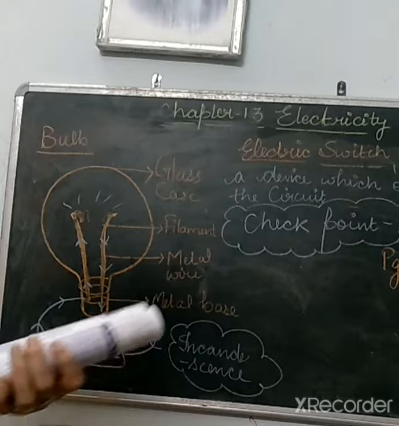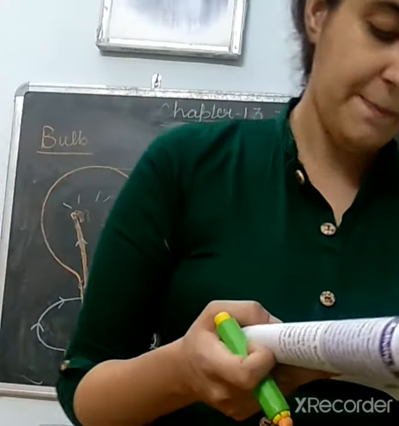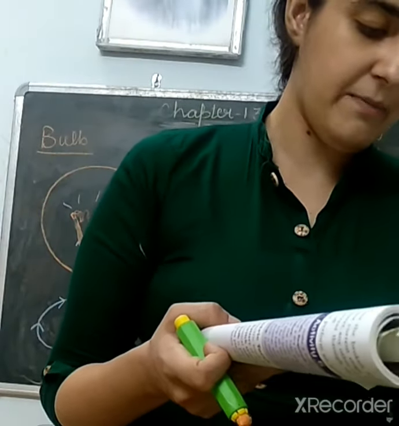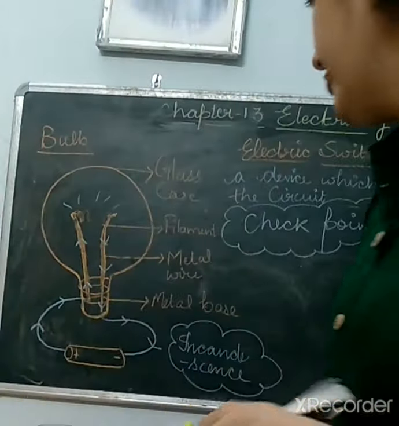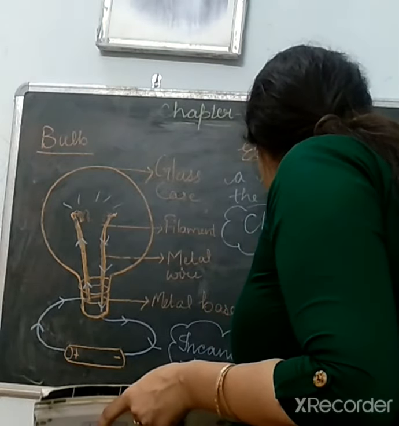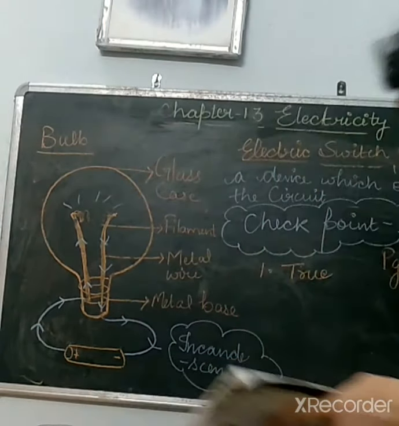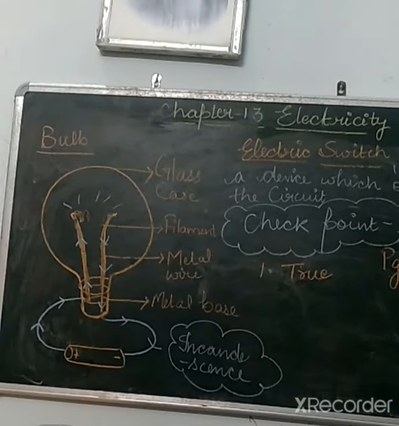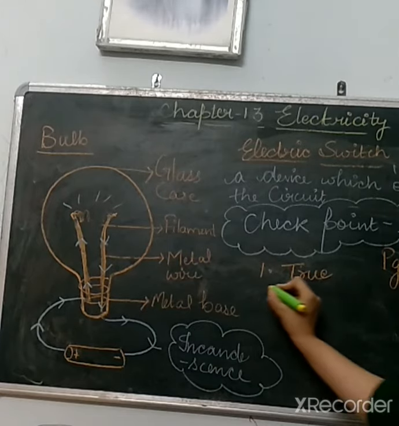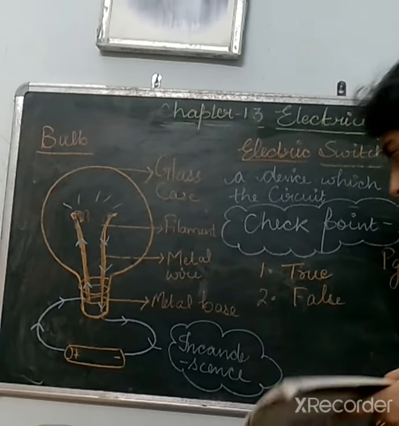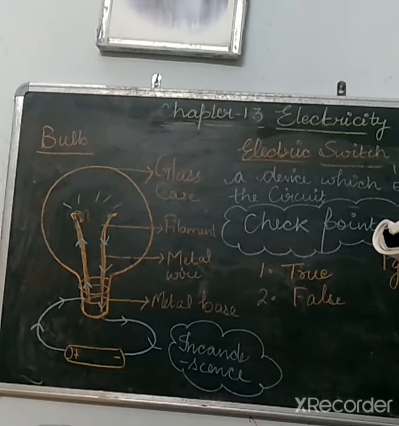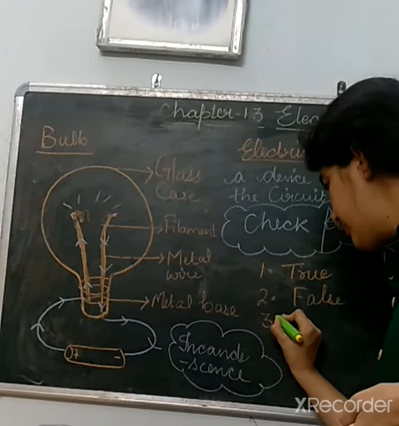Now we are going to do the checkpoint on page number 170, checkpoint number 1. The source of electricity in a torch is a dry cell. True. So the first one is true. Second one, the filament of a bulb is made up of nichrome metal. No, it is made up of tungsten. We'll write false. Third, the light bulb is filled with a mixture of argon and nitrogen gases. The third one is true.